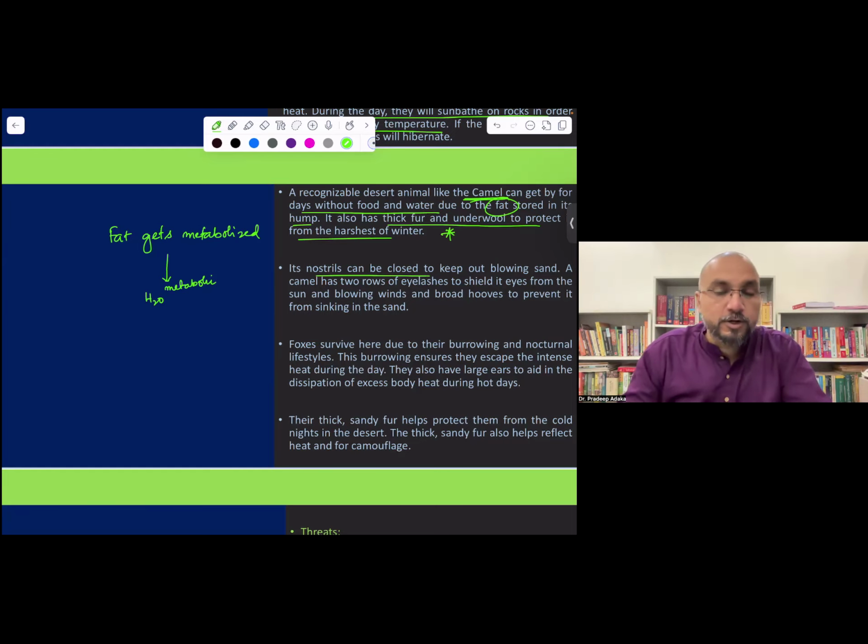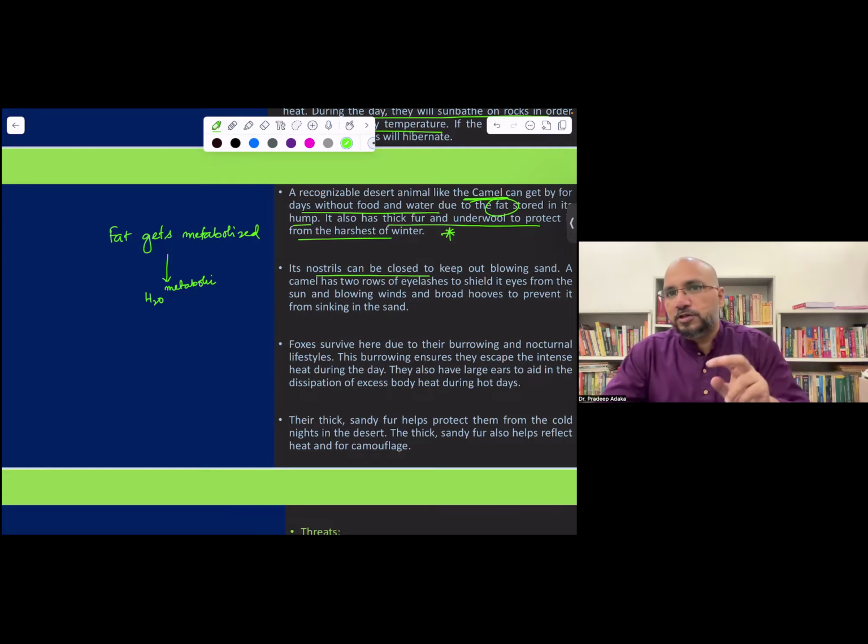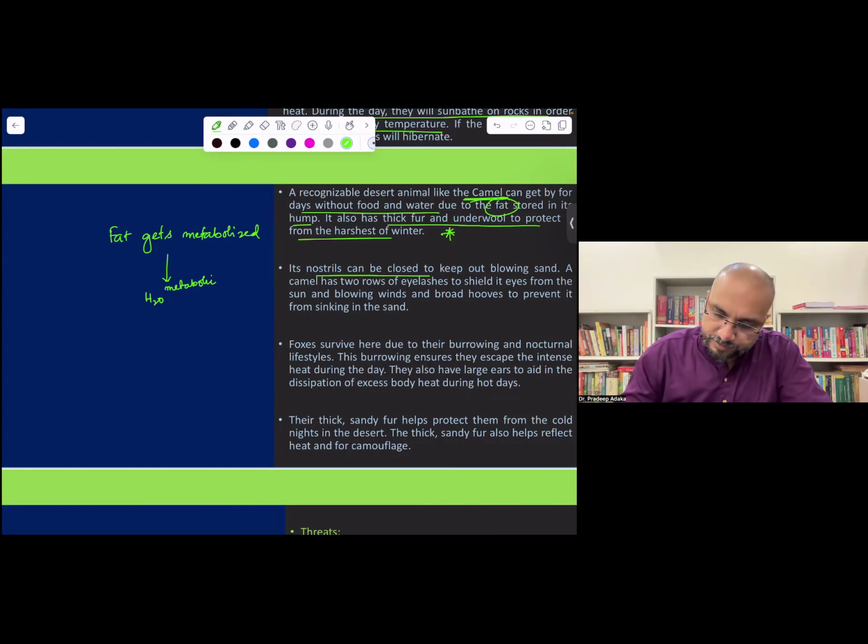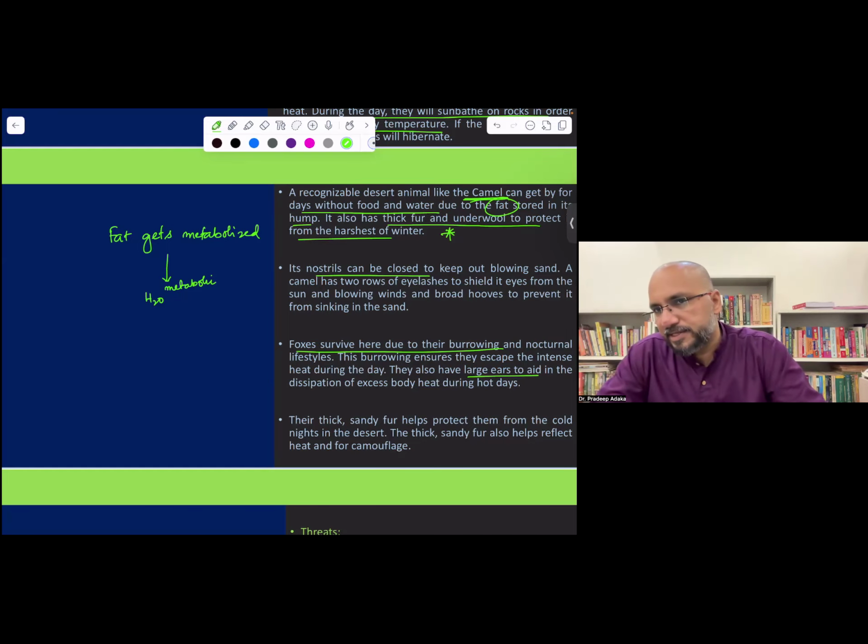Their nostrils, they can close. When sand is blowing or there is a dust storm, their nostrils have flaps that close downward like this. The nostrils are extended and they close the nose. They have two rows of eyelashes to prevent dust or sand from entering the eyes. Foxes survive by burrowing or remaining nocturnal. They are active during the night time, so they can escape the intense heat during the daytime. They also have large ears to regulate the temperature. Large ears will help in losing heat.